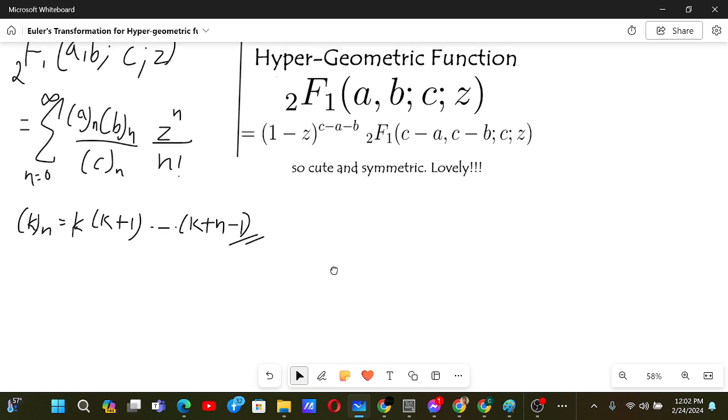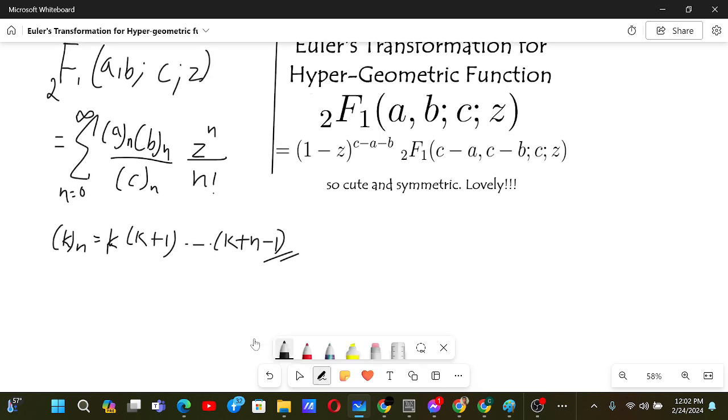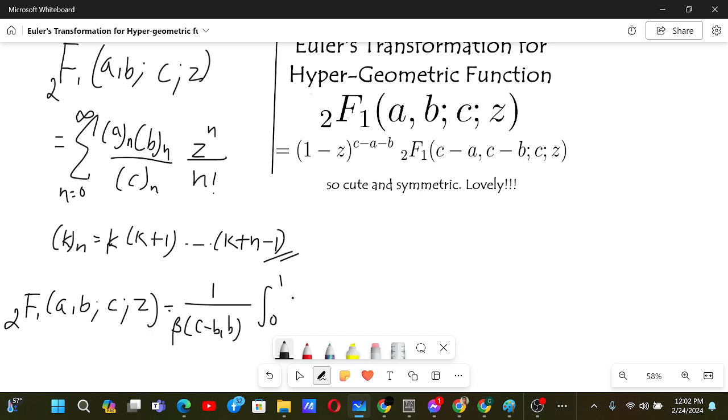and the integral representation for this was hypergeometric function for a, b, c, z. This was equal to 1 by beta of c minus b comma b, integral from 0 to 1 of t to the power b minus 1, 1 minus t to the power c minus b minus 1, and 1 minus tz to the power minus a dt.